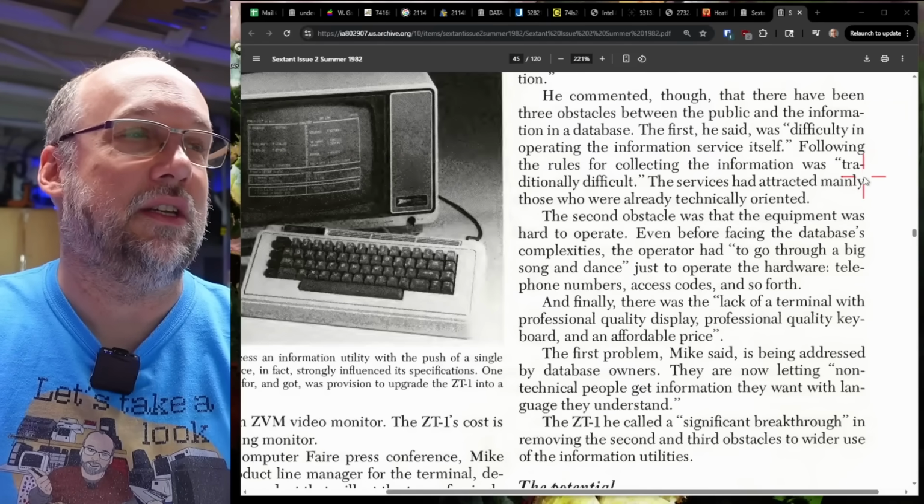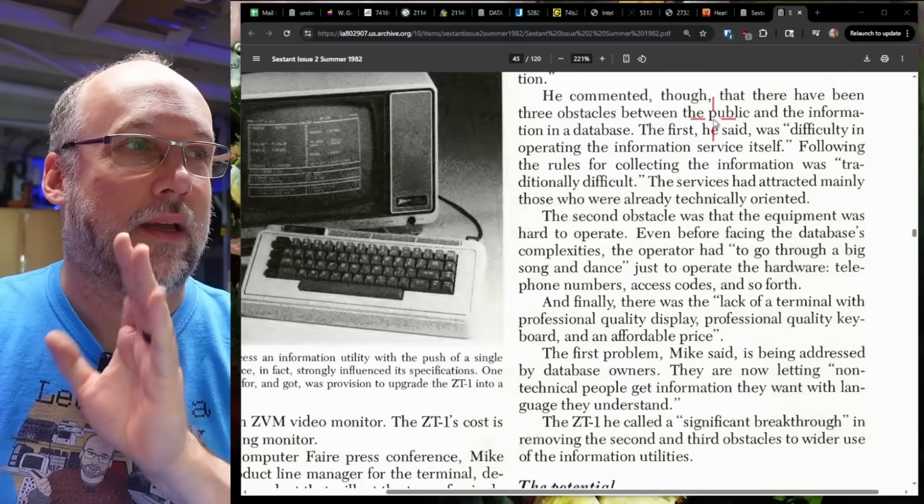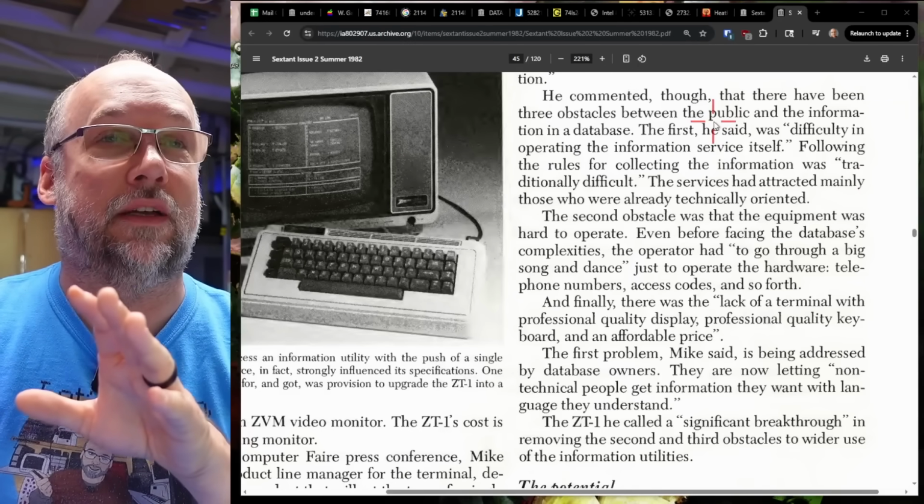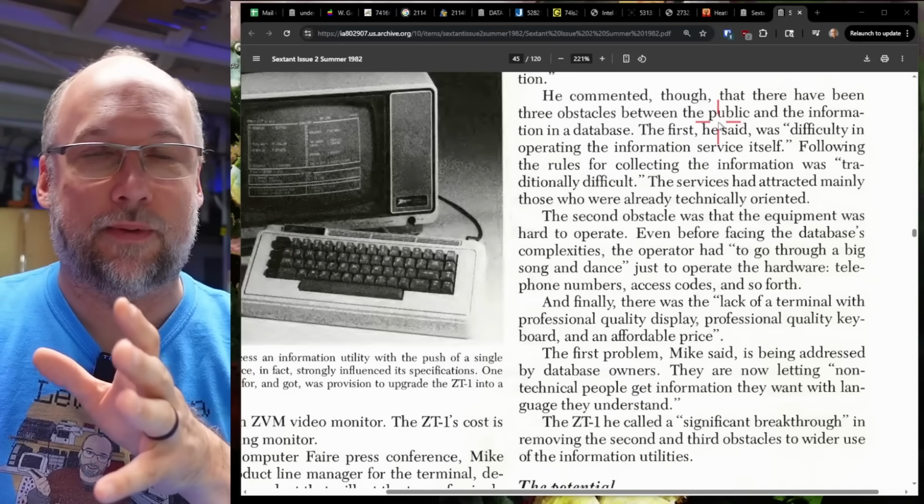Now back to the launch of the ZT-1, it's talking about the fact that, I guess in 1982, there were a lot of different online services available, and there were a few obstacles to using them.